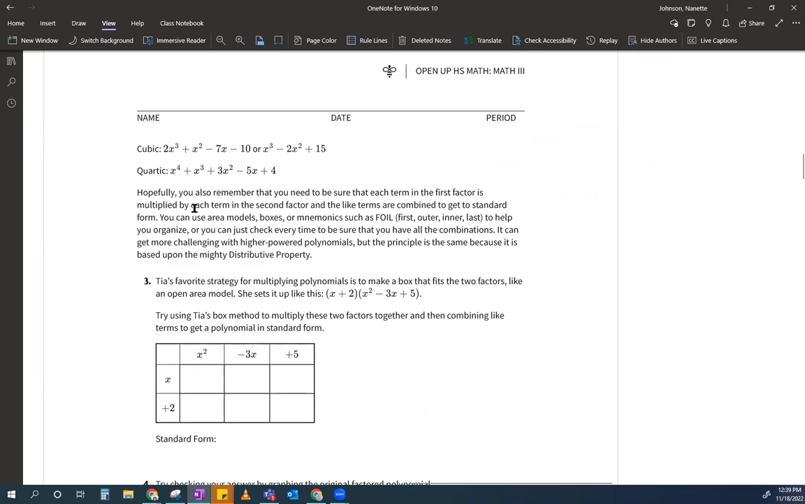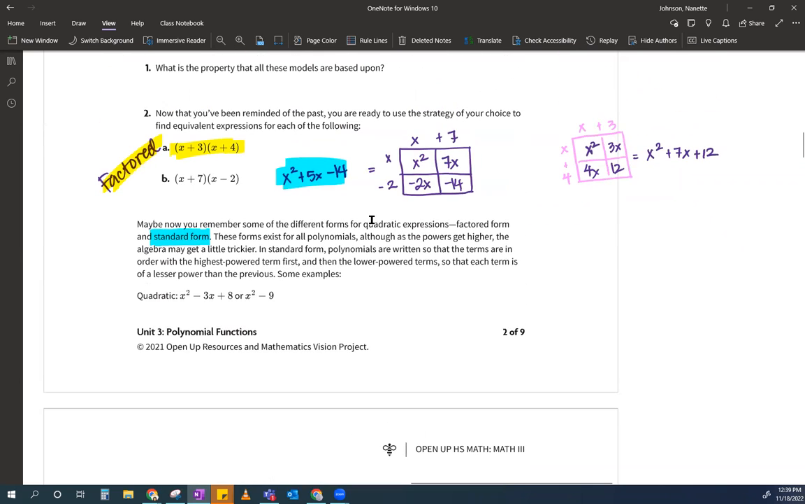Hopefully you also remember that you need to be sure that each term in the first factor is multiplied by each term in the second factor, and the like terms are combined to get the standard form. What did they just say? They just said that the first term is multiplied by everybody in the second factor.